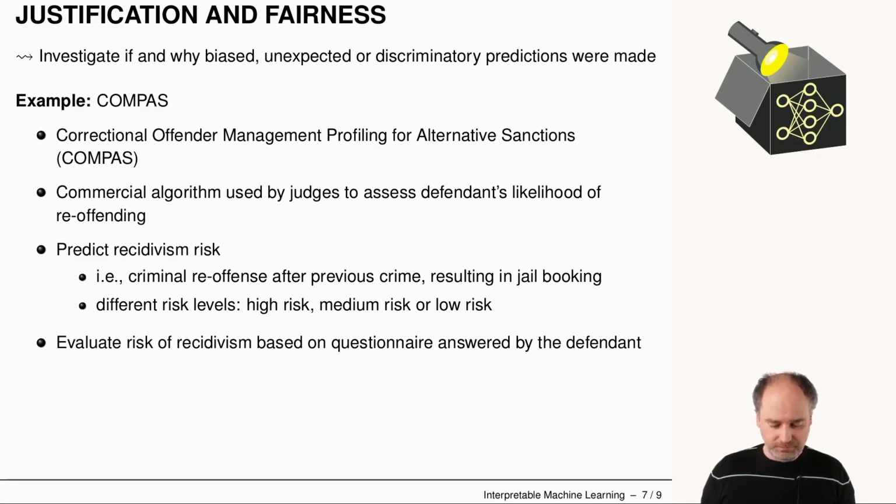And then this was evaluated based on a questionnaire, which had to be answered by the defendant. Then the recommendation of that system was provided to a human judge, and the human judge then used that predicted score to form a decision whether that person should go back to jail or not. So I guess that's a really sensitive and life-changing decision, and one of these really critical applications of ML models.